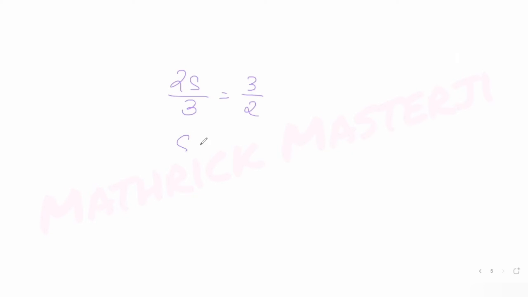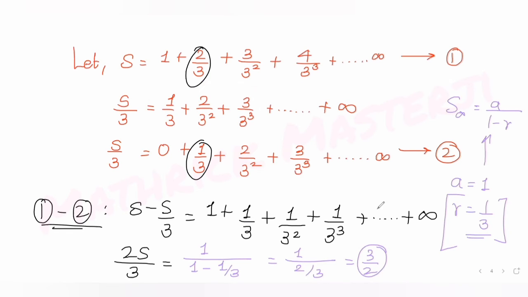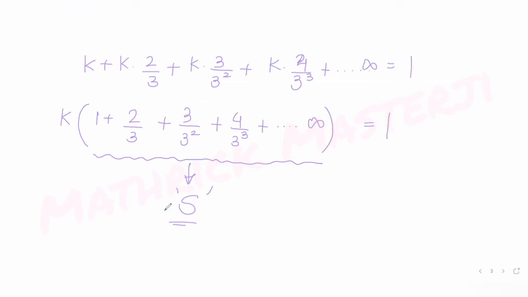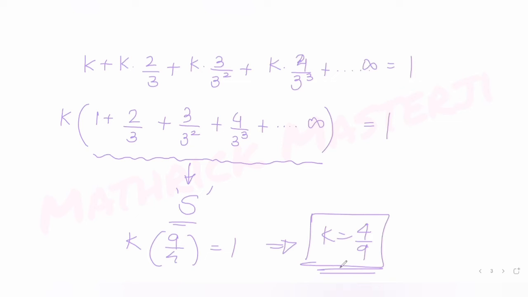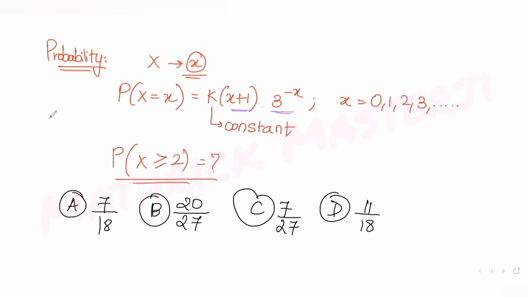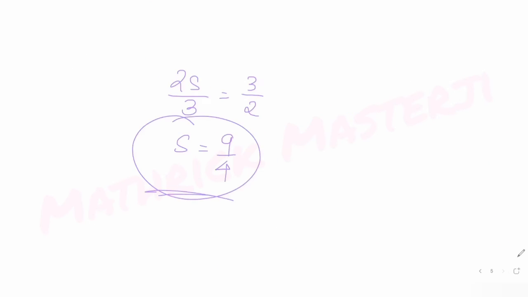And that gives you s is equal to 9 over 4. So I get the sum of this infinite series which was given to us. This s basically becomes 9 over 4. Once I get this s in this question, k into 9 over 4 is equal to 1. That gives me k as 4 over 9. Once I know k is 4 over 9, let's see the question that is asked to us. You have to find the probability of all the values of x greater than or equal to 2.